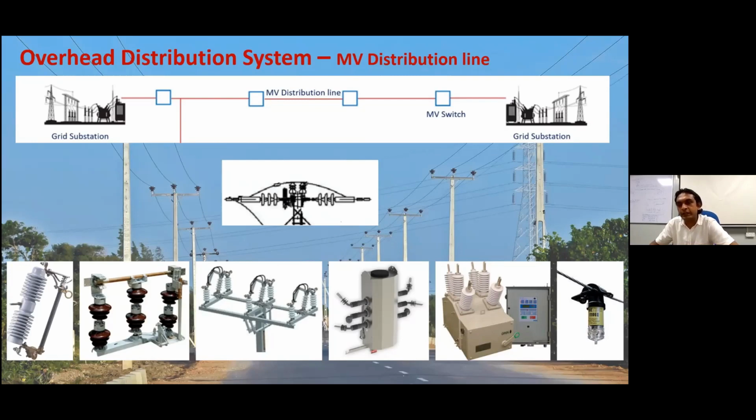Other than that, we can normally operate it on and off like a switch. The important thing is that we can operate this during fault conditions. That's the important thing about auto reclosers. These are the switches we can see in the overhead MV distribution line.